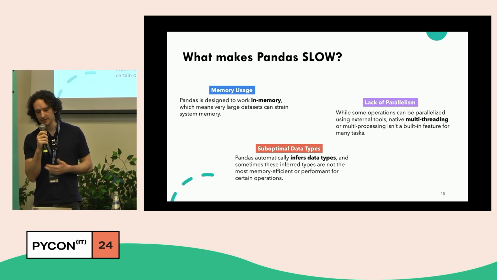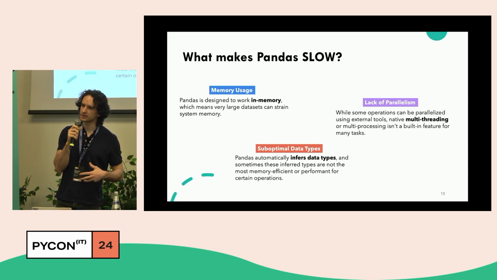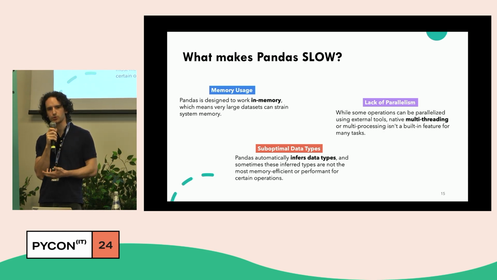And another problem is lack of parallelism. So we don't have parallelism in Pandas. We can work with it. We have some packages that can help you to do that. But by default, this is not really implemented in Pandas.